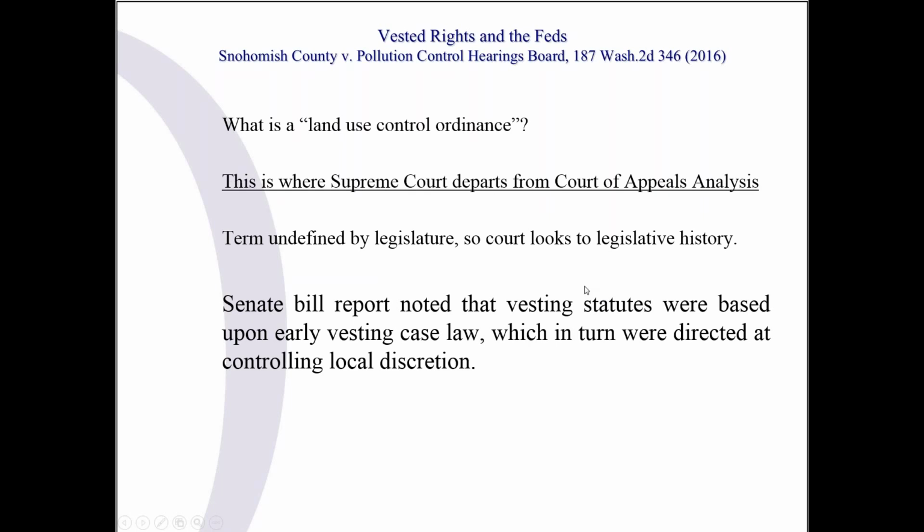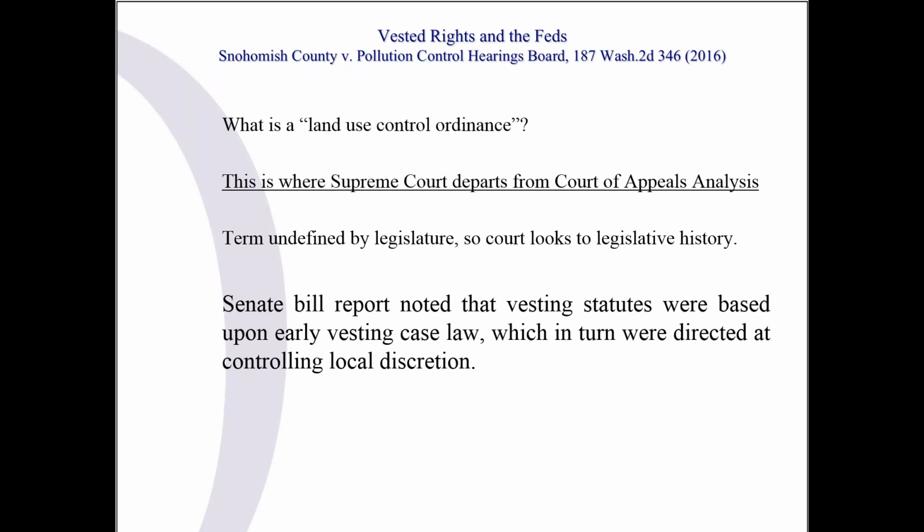So what is a land use control ordinance? Okay, so up until this point, like I mentioned before, the Court of Appeals analysis has been the same as that of the Supreme Court. And where the Court of Appeals took it is, they looked at prior case law and they said, well, a land use control ordinance is any ordinance that has a restraining effect on the use of land, that basically restricts what you can do with that land.